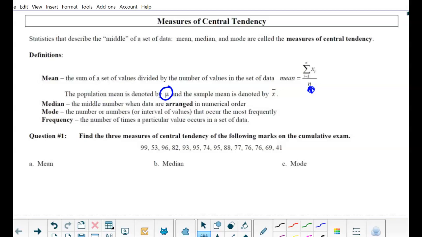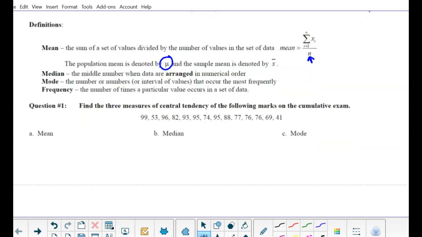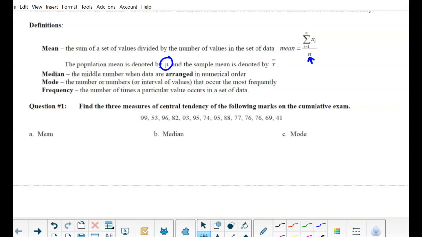So it says find the 3 measures of central tendency of the following marks on the cumulative exam. These look like marks out of 100, so these are someone's percents. For the mean, you want to add them up. We want to find the sum. How many? 1, 2, 3, 4, 5, 6, 7, 8, 9, 10, 11, 12, 13, 14. And divide by 14. So get your calculator, because we're going to learn how to do this a different way, but we're going to do it the long way to start here.